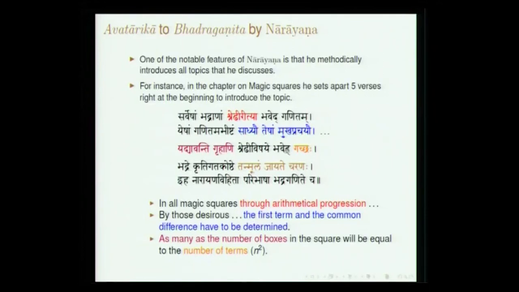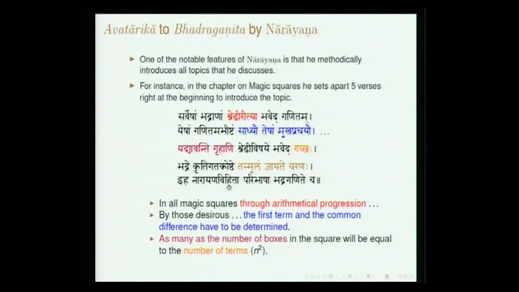"Bhadre kritigata koshthe tanmoolam jayate charanaha." Gachasya moolam charanaha jayate means that if you have a 4x4 magic square, the number of elements will be 16. The root of that will be the number of rows or number of columns, and that is called charana. Charana is basically a row. Then he says, "iha narayana vihita paribhasha bhadra ganita." In fact, in the Kaumudi the first prakarana is called paribhasha prakarana. This is all that is required; terminologies have been clearly stated. Now let us get into the magic square.